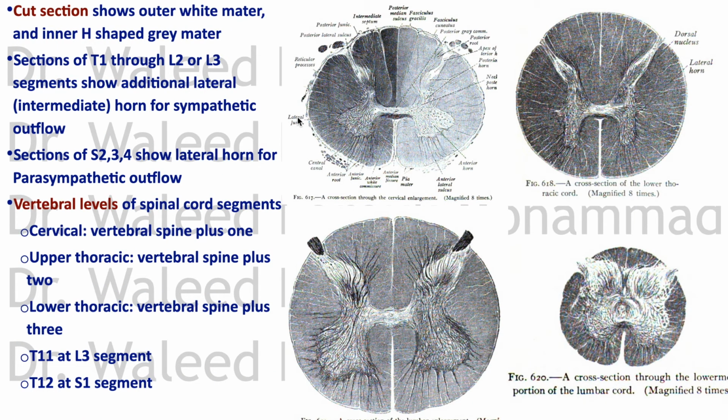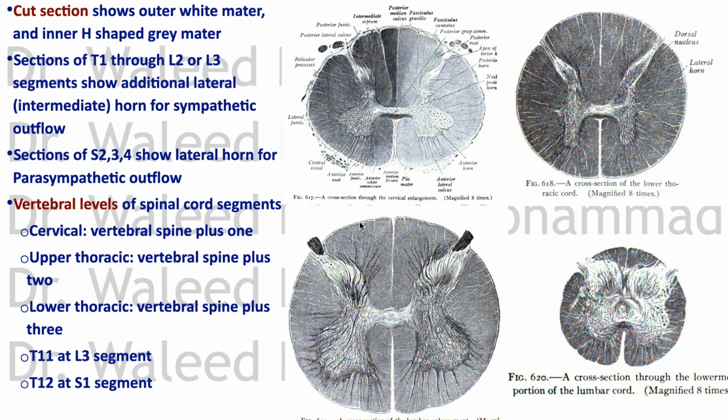For the different cut sections of the spinal cord we studied before, this is the cervical region, in which the ventral horn shows shelving, as you can see here. This is the thoracic with its lateral horn for the sympathetic outflow. This is the lumbar cut section, and this is the sacral cut section with the lateral horn for the parasympathetic outflow from the spinal cord. Remember, the lateral horn in the thoracic region, thoracic and upper two lumbar, is for the sympathetic outflow, and that in the sacral region is for parasympathetic outflow.